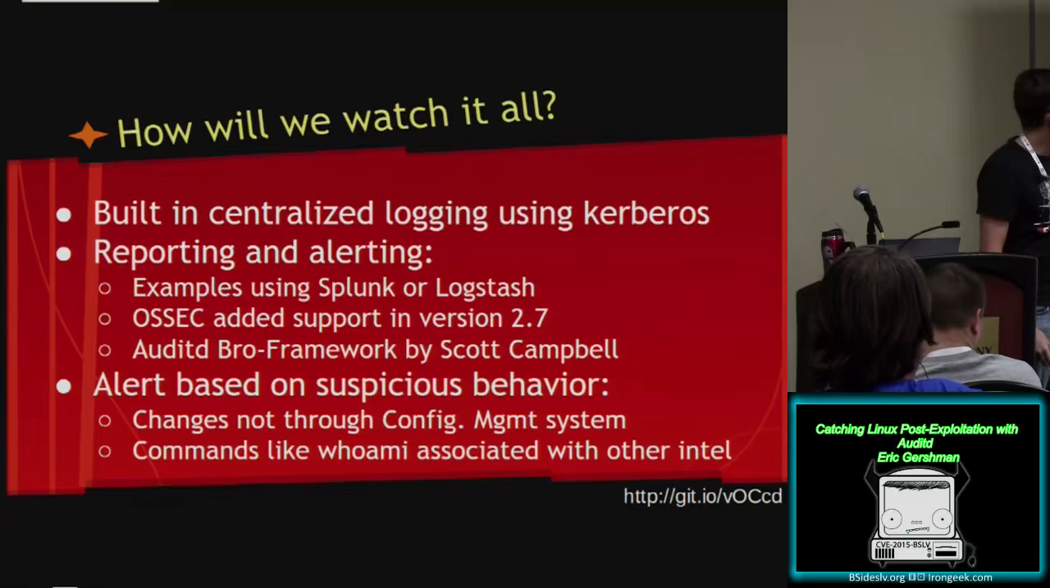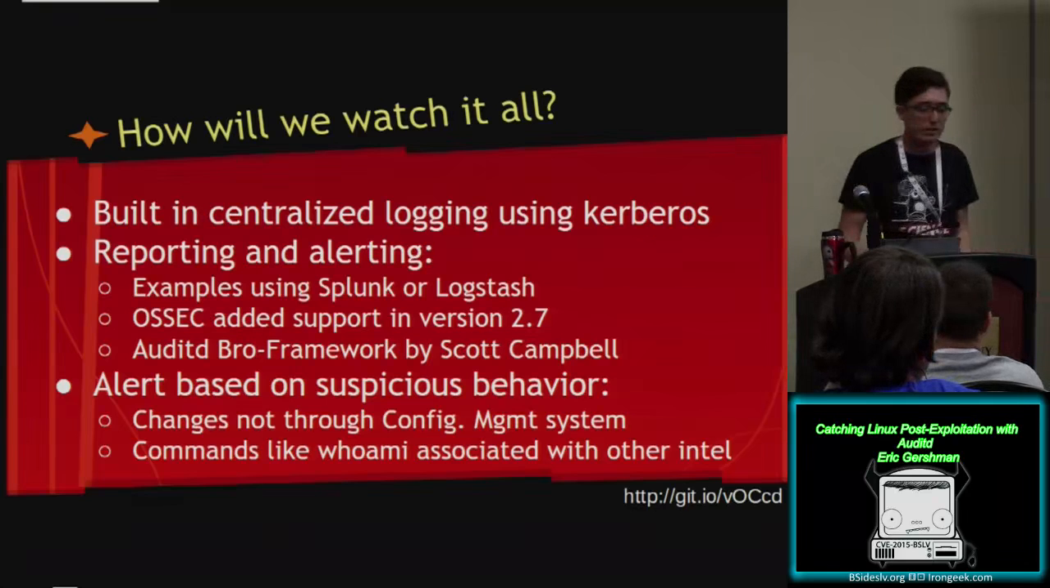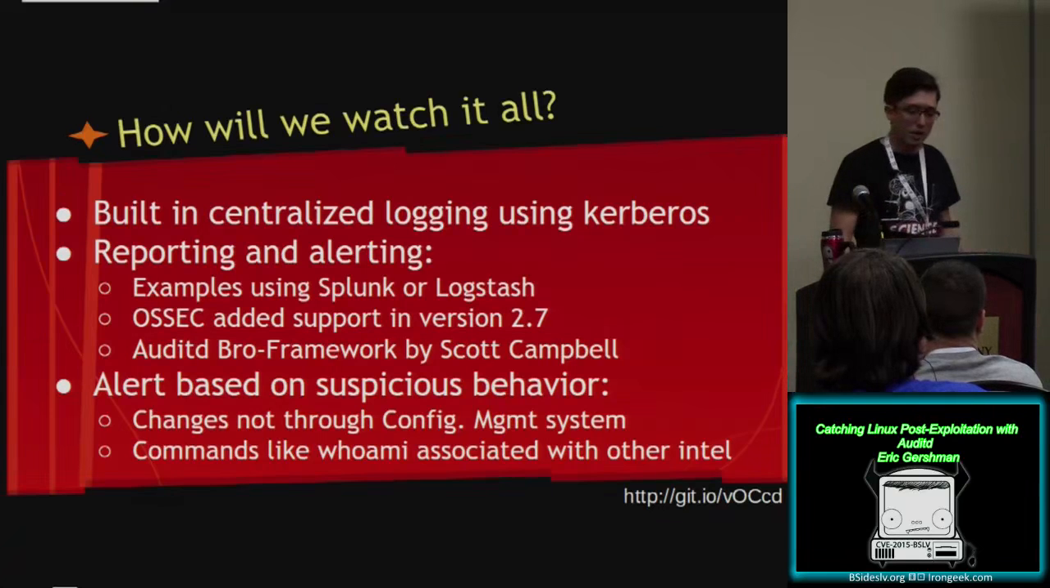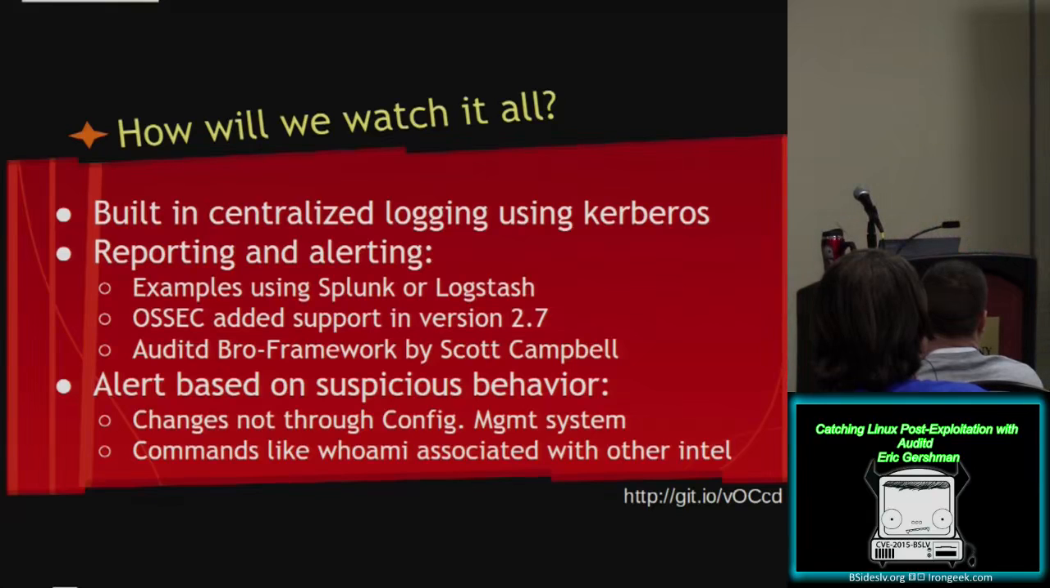The other thing you can do is alerts based on suspicious behavior. You can look at changes that are made through configuration management and how those are made using Auditd, and then try to alert on changes that aren't through CM. So, for example, if you're using Puppet, you could look at how changes are made through Puppet. You could make sure that all the sysadmins are only making changes through Puppet, and then you would alert on any other activities. The other option is you can use tools like OSSEC and Grow to look at suspicious behavior, such as running whoami or running unset history, and try to associate that with other intel.